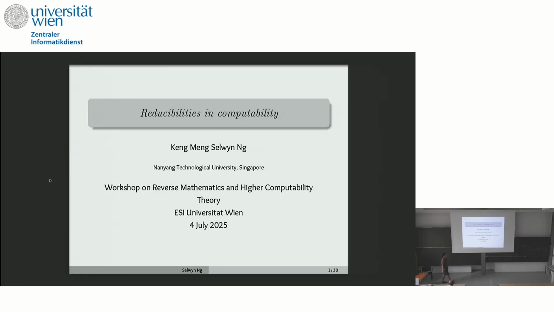My title suggests that the talk will be about reducibilities. In fact, when preparing for this talk, I wanted to be ambitious. I wanted to discuss all the different exotic reducibilities that may have appeared in computability that people may not know about. But I will limit the scope to just a few.